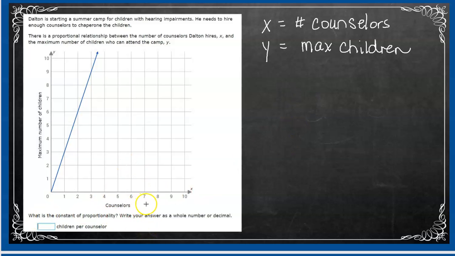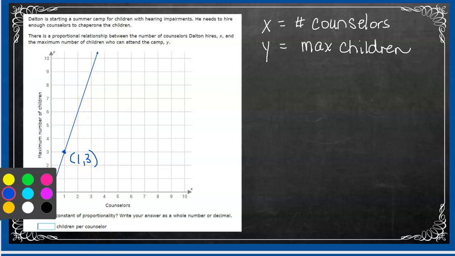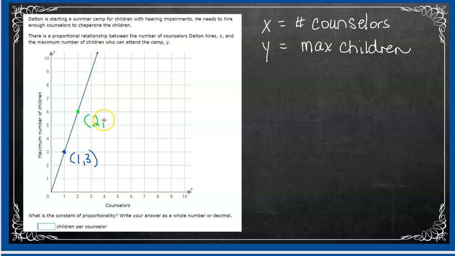So let's look at a few of the ordered pairs. If I have one counselor right here, I can have up to 3 children. So I have a point of (1, 3) on my graph. Another point is, let's do a different color right here. If I have 2 counselors, I can have 6 children. So I'm already seeing a pattern here. Let's get one more color. I see another one right here. If I have 3 counselors, I can have 9 children.